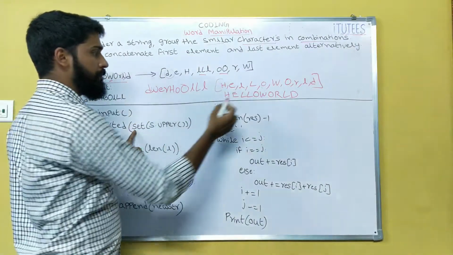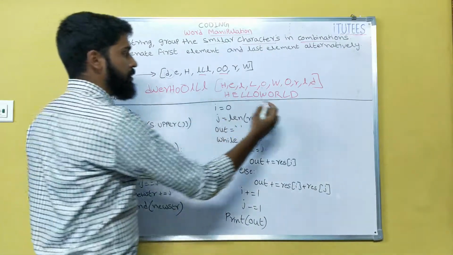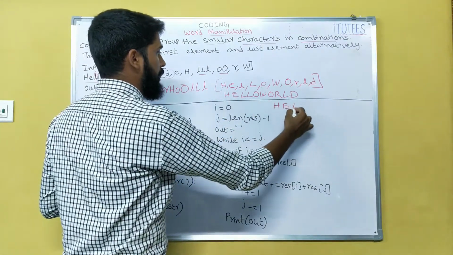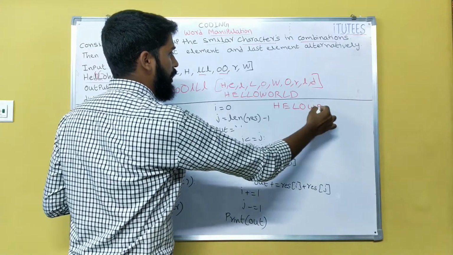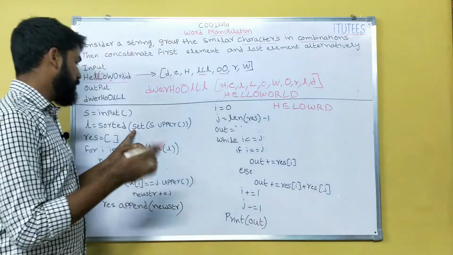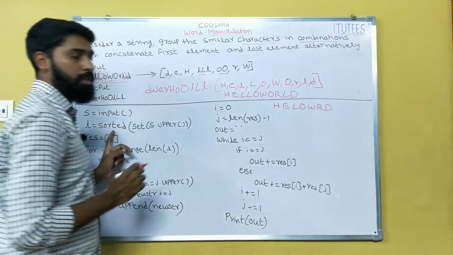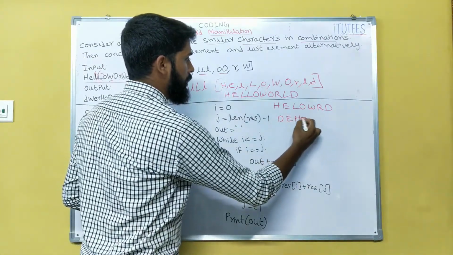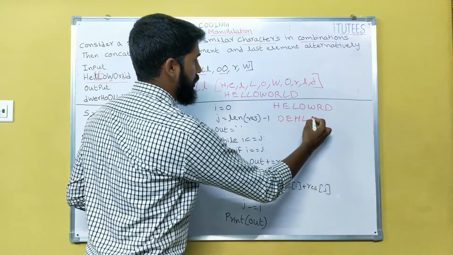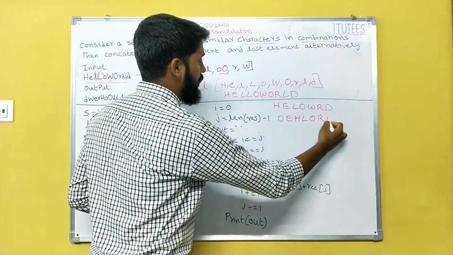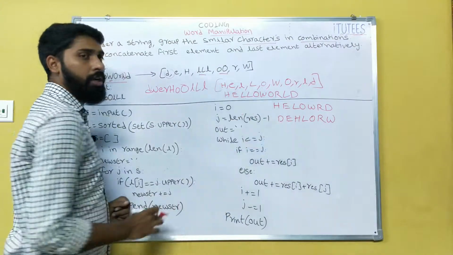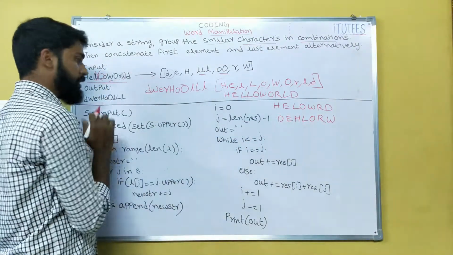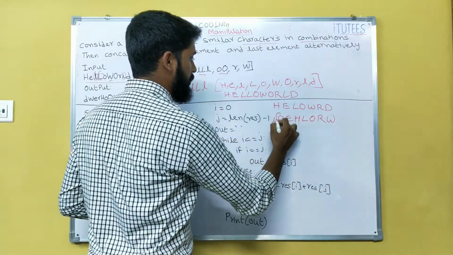Set is nothing but removing any duplications. Now this is converted to H, E, L, O, W, R, D. So no duplications. And then sort. Sorting gives D, E, H, L, O, R, W. So this is the sorted order, and that is stored in L.